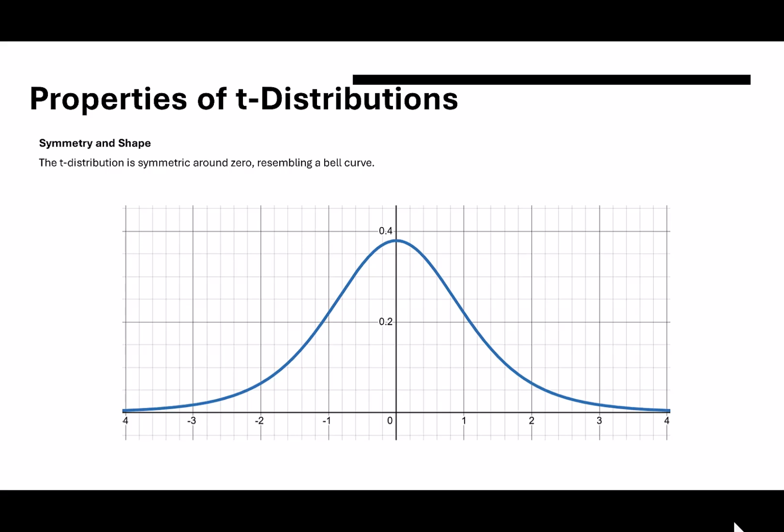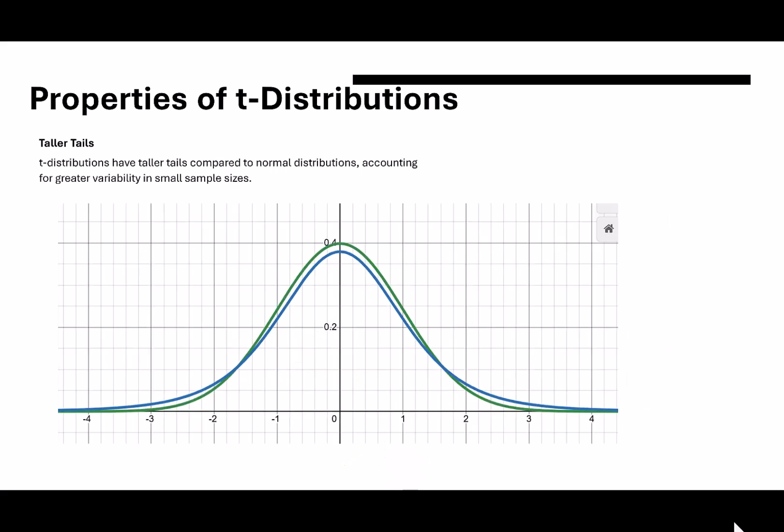The t-distribution, just like the standard normal distribution, is symmetric around the number 0 and resembles a bell curve. Let's compare the t-distribution to the normal distribution. T-distributions have taller and longer tails compared to the normal distribution. This accounts for greater variability in small sample sizes.